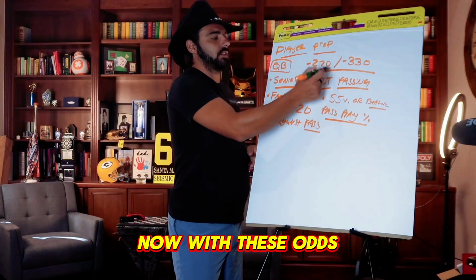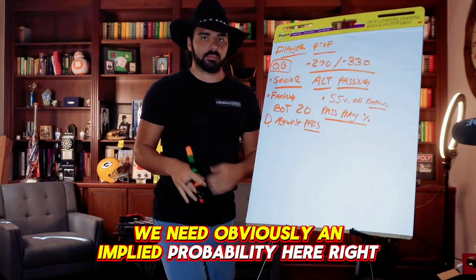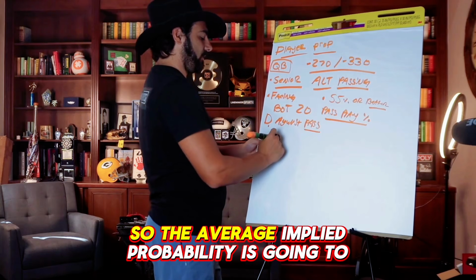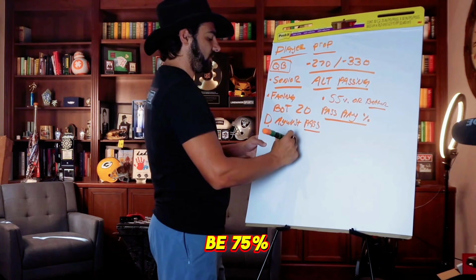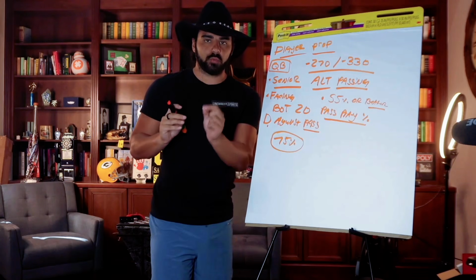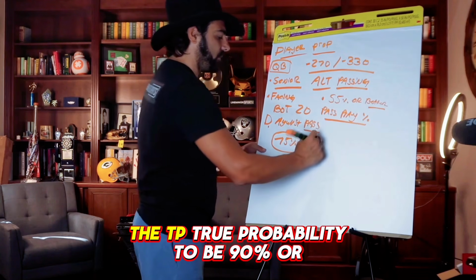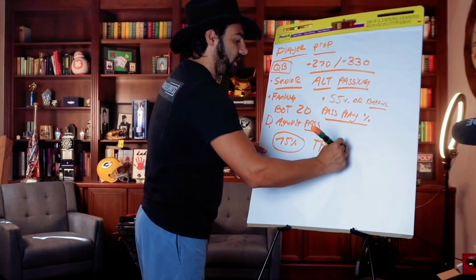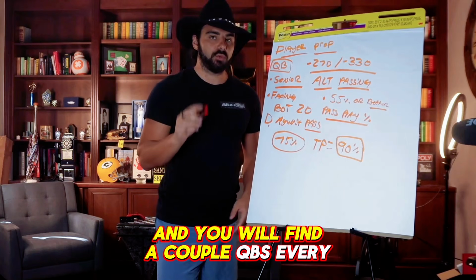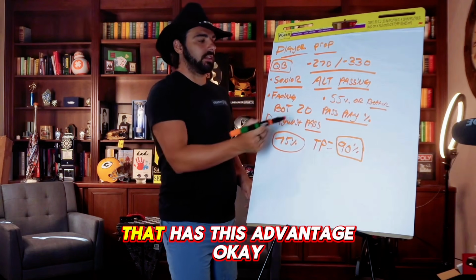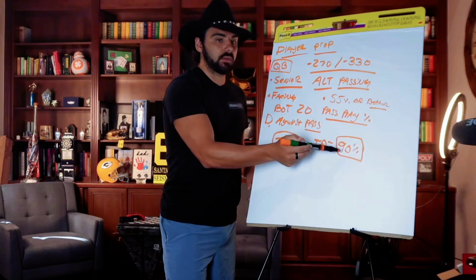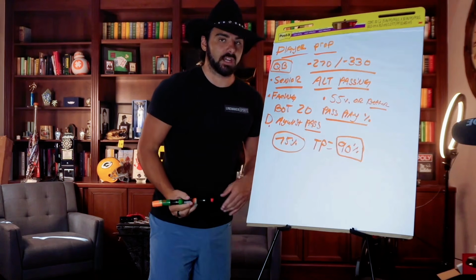Now, with these odds, we need, obviously, an implied probability here, right? So if we do the average here, it's about minus 300. So the average implied probability is going to be 75%, is what you're going to see there. But what we want is the true probability, okay, the TP, true probability, to be 90% or better. And you will find a couple QBs every single weekend that has this advantage, okay? And they hit 90% of the time if their true probability is 90%.